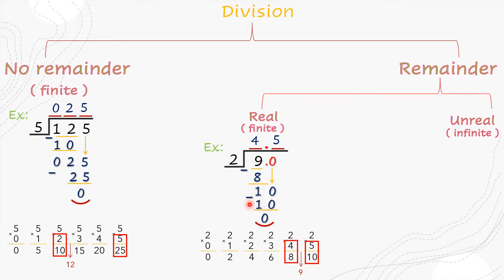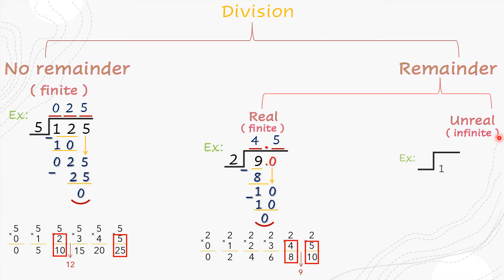I can remove it when I add zeros at the decimal part in the dividend. Okay, and now let's talk about the unreal remainder, the infinite division. From its name, infinite, that means there is no end for this division. Even if I add zeros and zeros and zeros at the decimal part in the dividend, there is no end. Let's see how. Let's take an example.